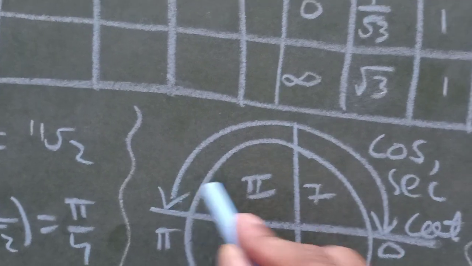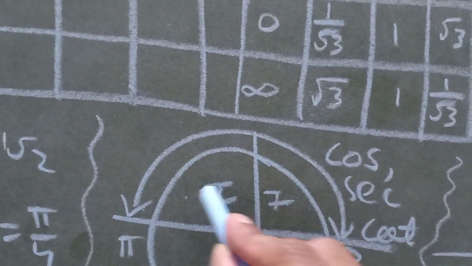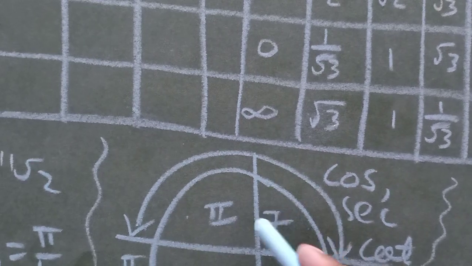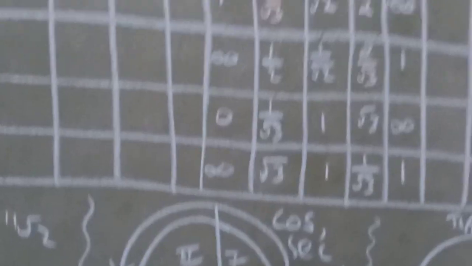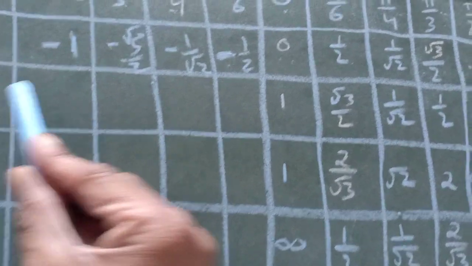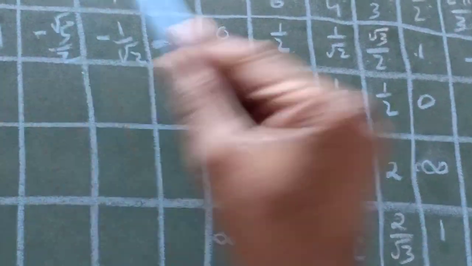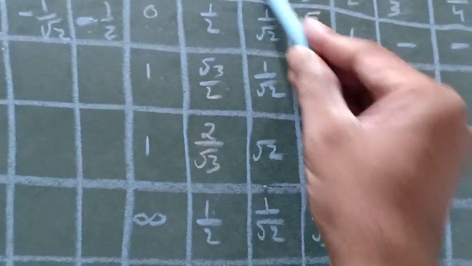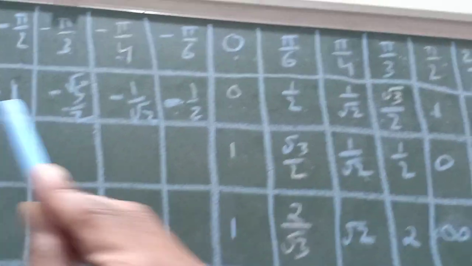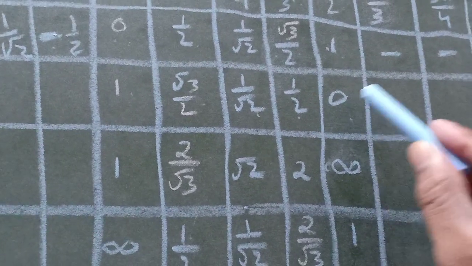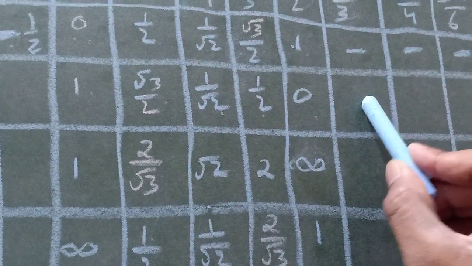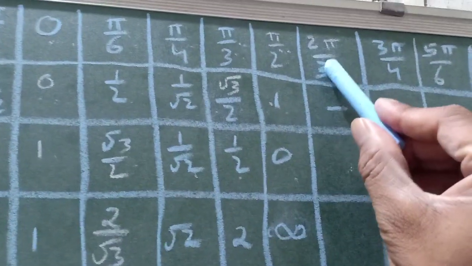So we need the values in first and second quadrant, so that we can find out the inverse also. If we know the values of cos in first and second quadrant, then we can find its inverse. We know cos 0 is 1, cos pi by 6 is root 3 by 2, cos pi by 4 is 1 by root 2, cos pi by 3 is 1 by 2 and cos pi by 2 is 0. Now we move ahead to get the values in second quadrant. These are the values in second quadrant: 2 pi by 3, 3 pi by 4, 5 pi by 6 and pi.